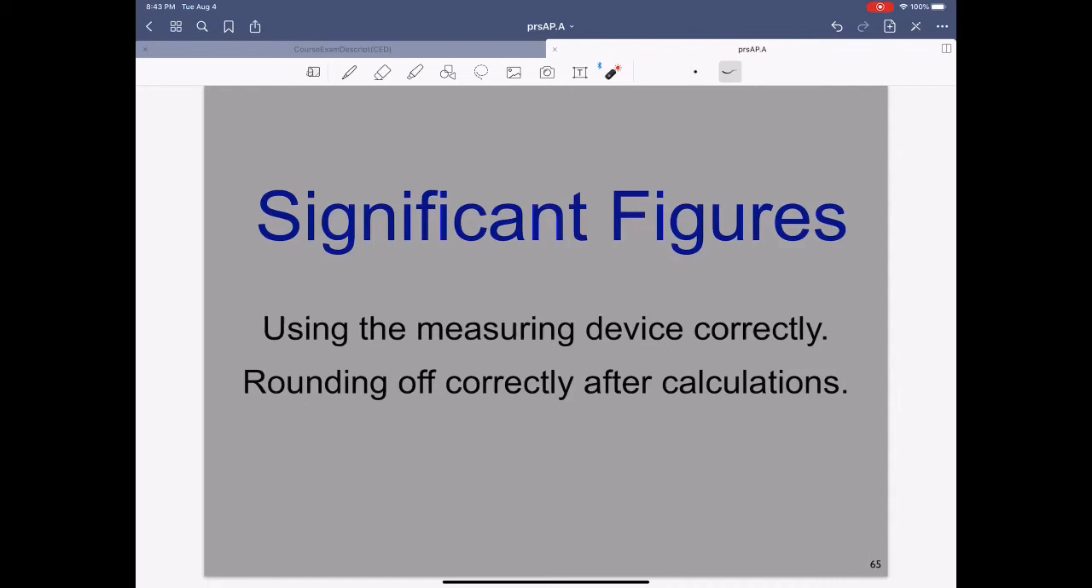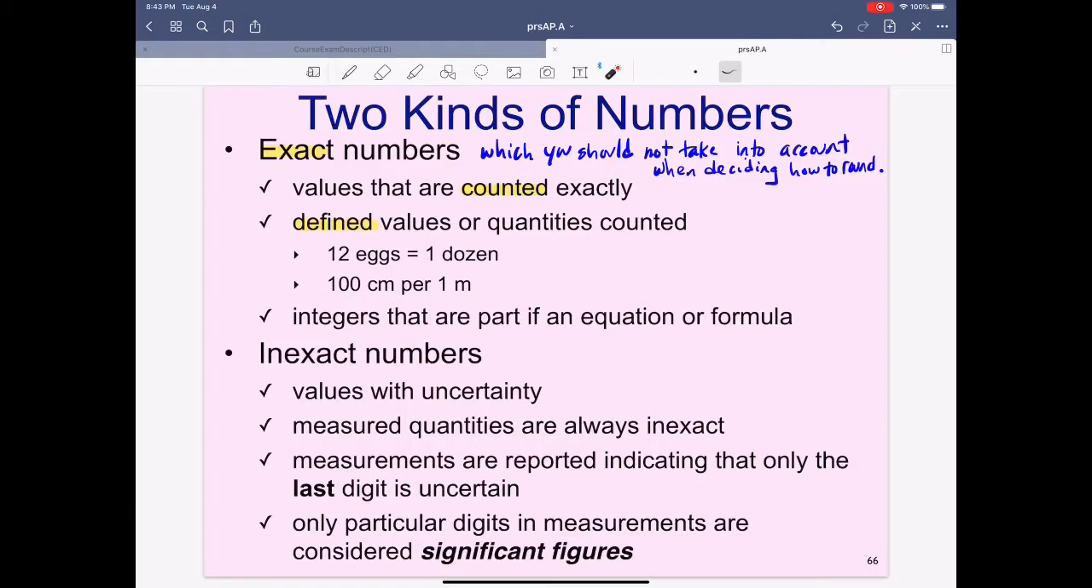Really quick lesson on significant figures, both how to use a measuring device and how to round off. We want to remember that there's two kinds of numbers: exact numbers, those which we count, or those which are defined. And those numbers we do not need to take into account in any way when we are deciding how to round off during calculations. Inexact numbers are, of course, measured quantities, and we need to pay attention to the significant figures in those measurements.